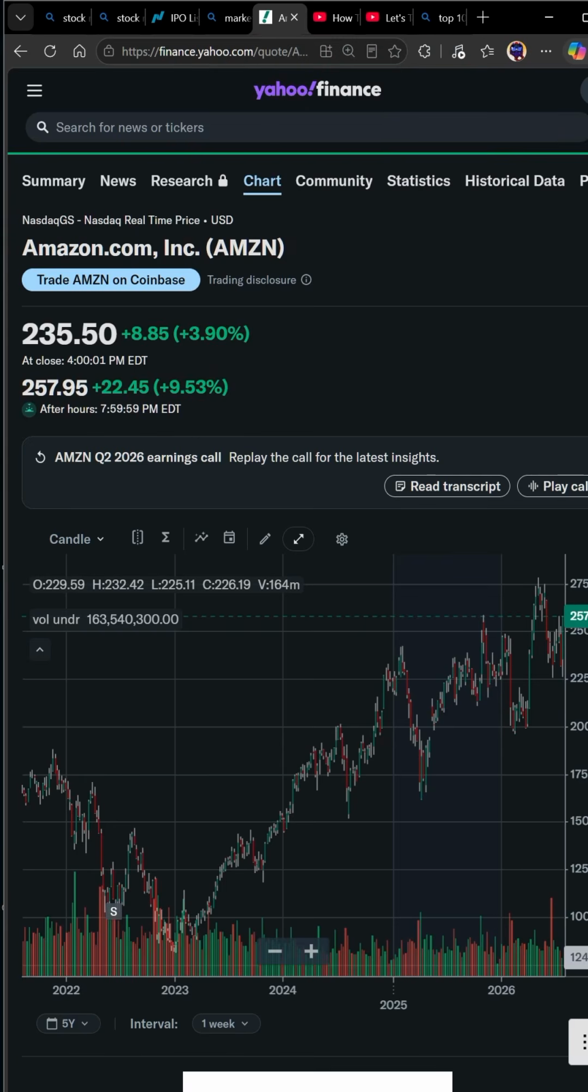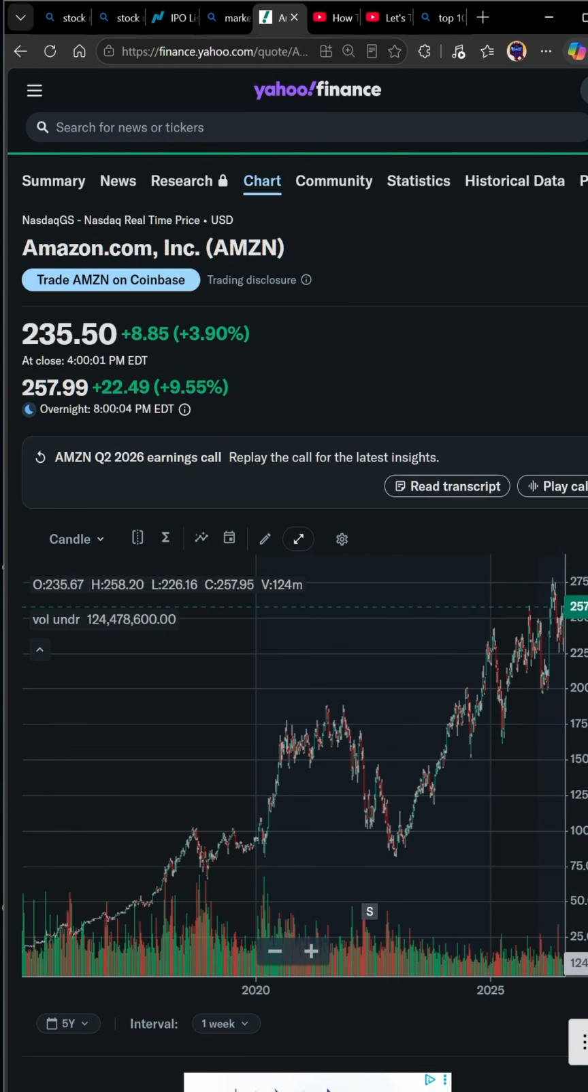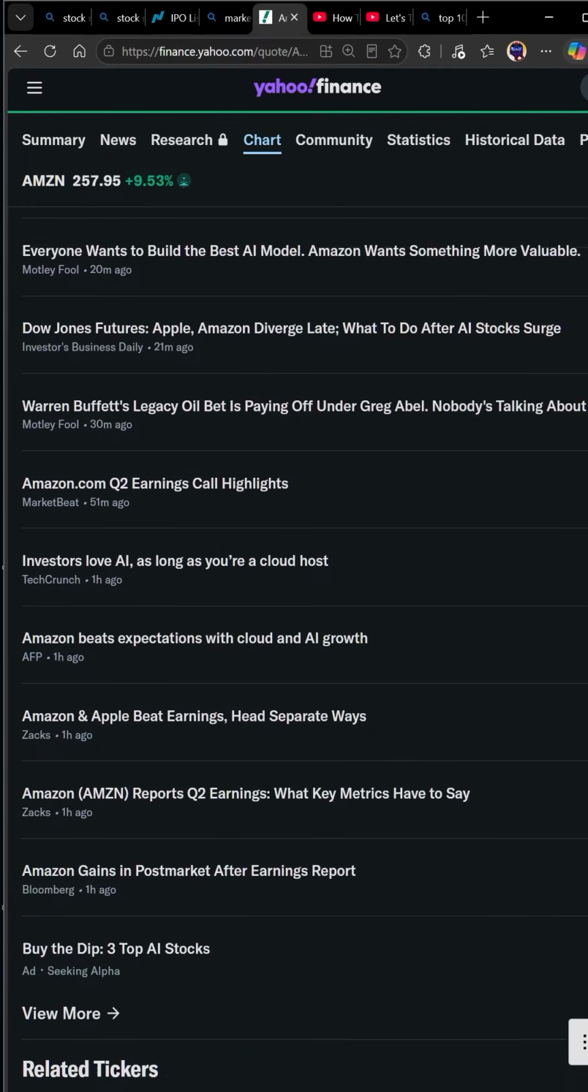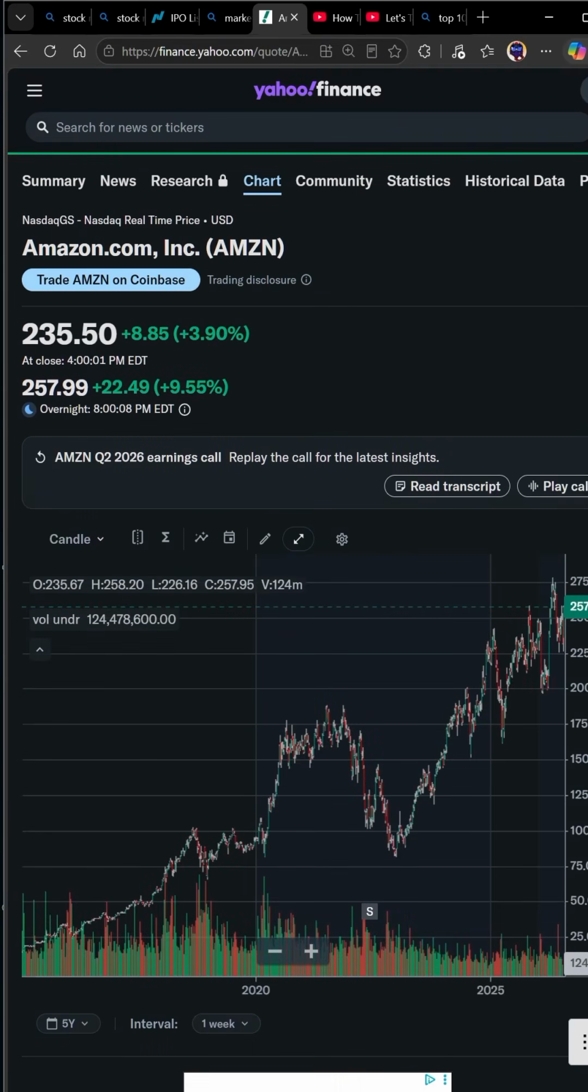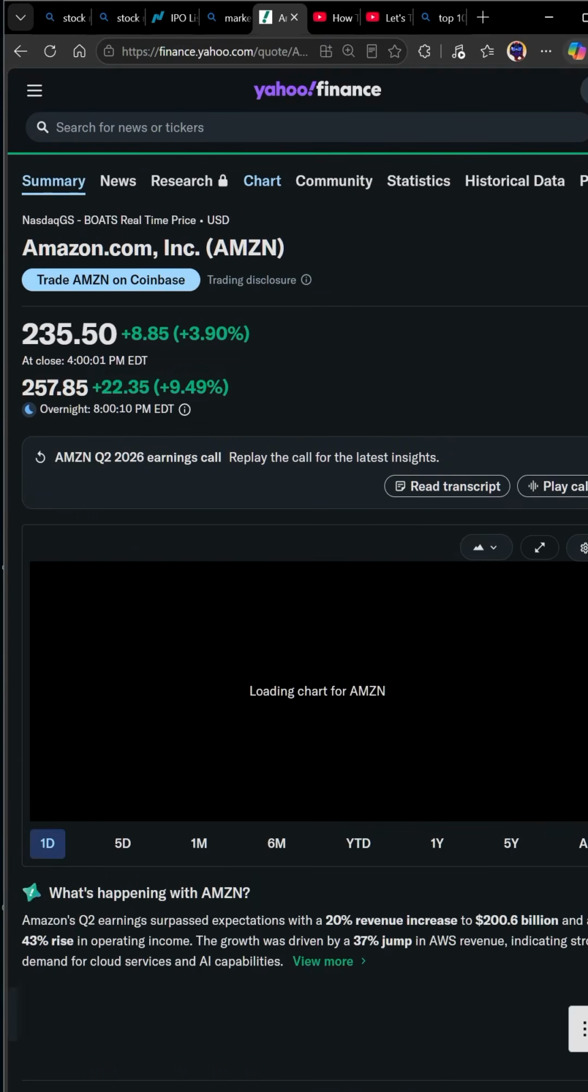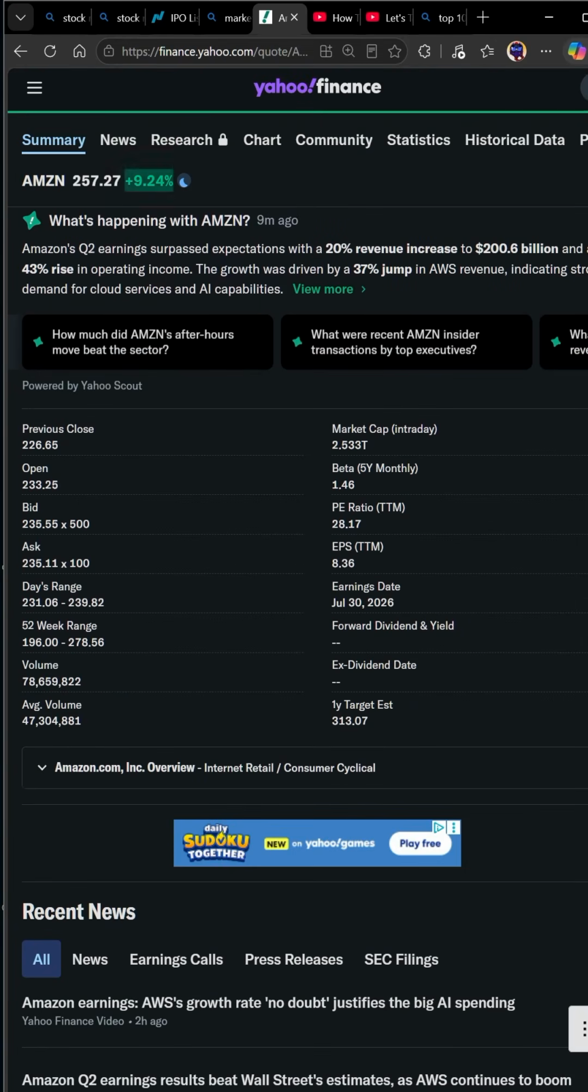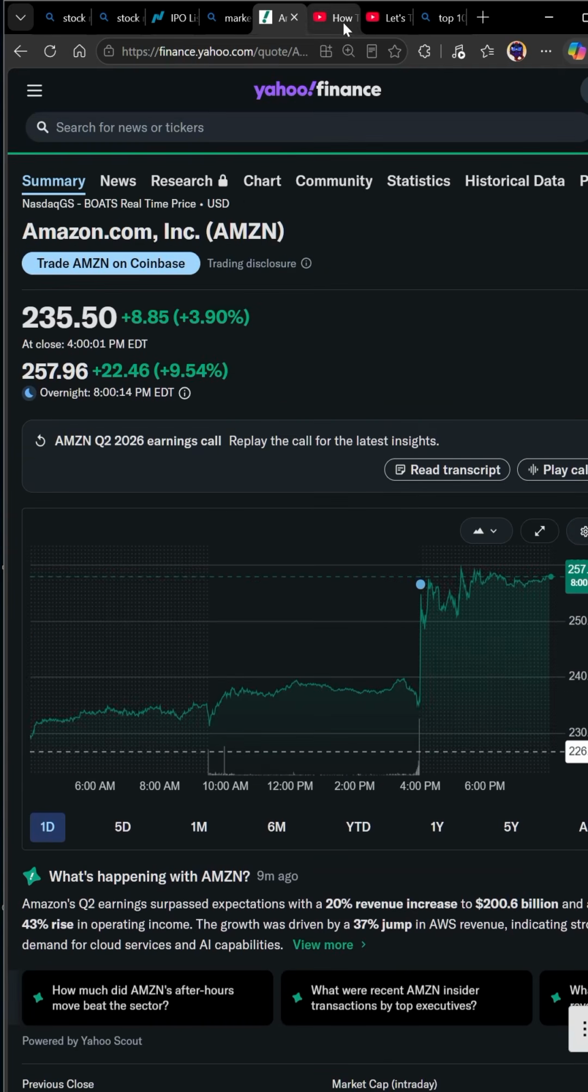Then you want to go to websites like Yahoo Finance, and you want to learn how to read the chart. And you want to scroll down and go to the summary and look at the market cap size for Amazon, 2.5 trillion, okay? You want to learn how to identify the chart. 52-week range, 196 to 278. That's how low and how high the stock was for the past year. You want to learn how to read that stuff.